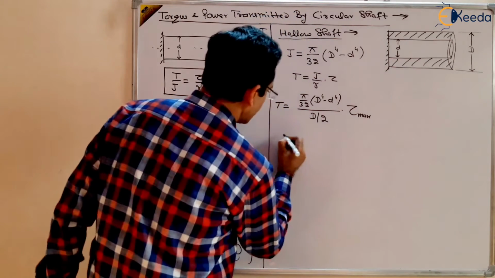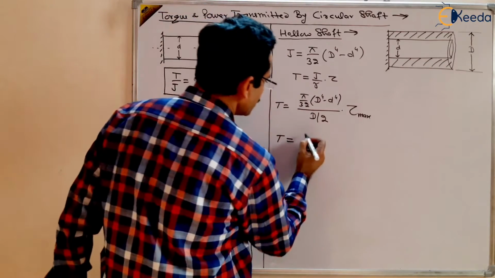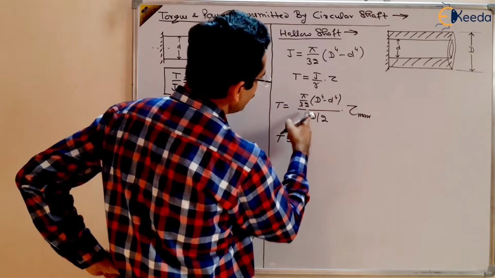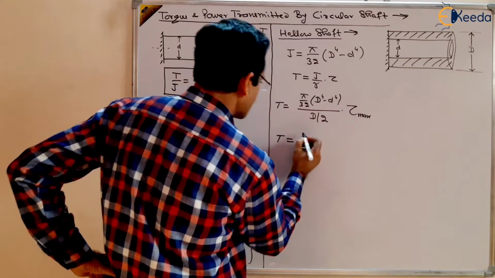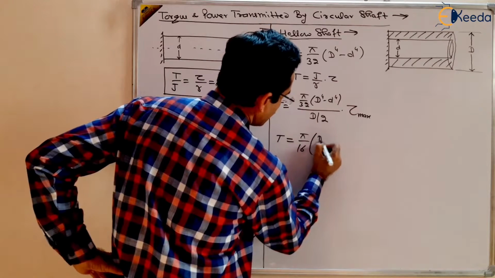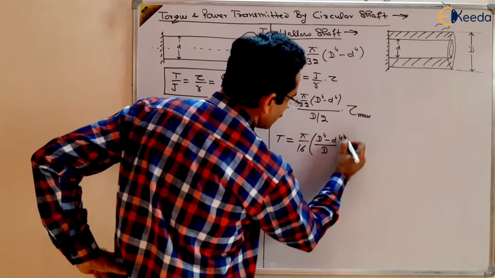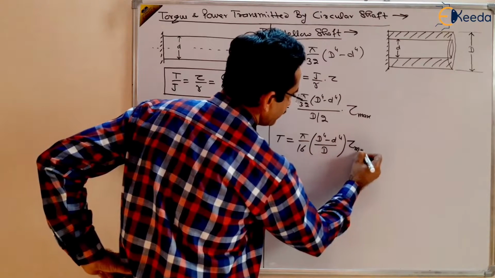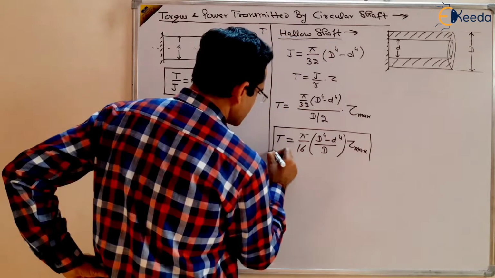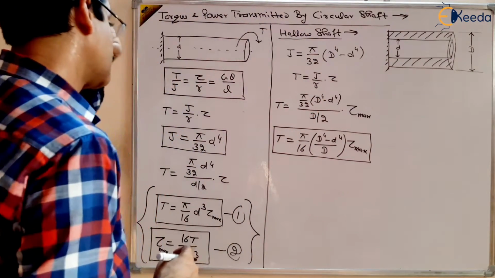So T will be equal to, what will be the T? Torque, maximum torque. That will be equal to the maximum torque taken by the shaft. That will be equal to pi by 16 times (D to the power 4 minus d to the power 4) divided by capital D, multiplied by tau max. This is the maximum torque transmitted by the shaft, right?